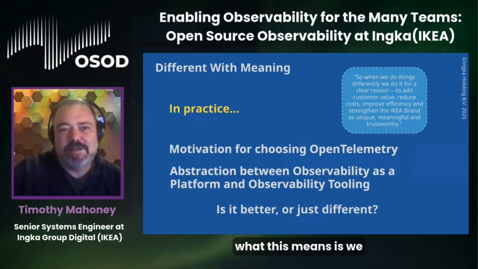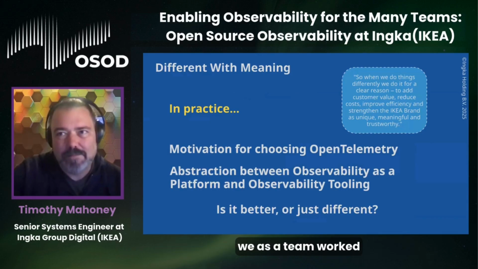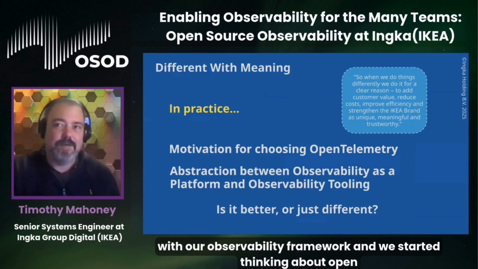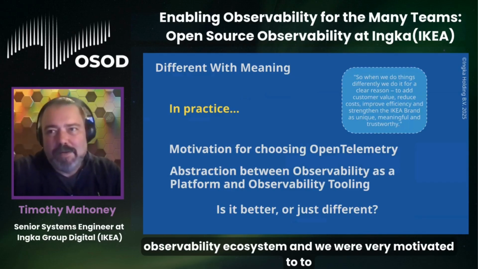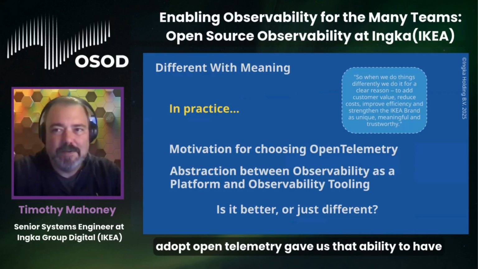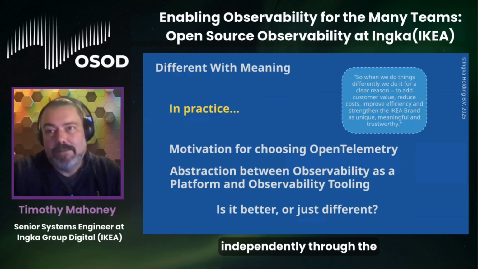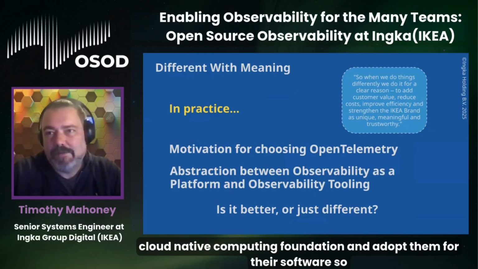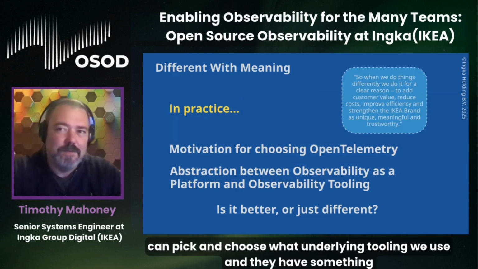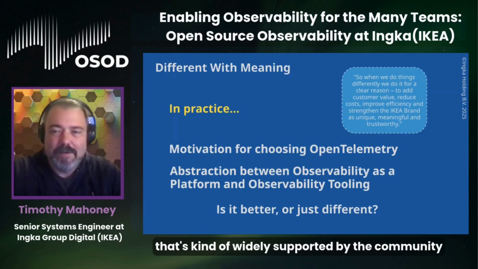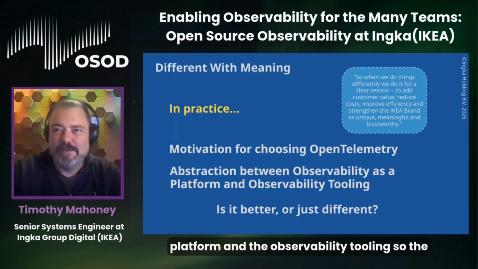In practice, what this means is we have some motivation to choose OpenTelemetry. We, as a team, worked with our observability framework, and we started thinking about open source software and what that meant to our observability ecosystem, and we were very motivated to adopt OpenTelemetry. It gave us the ability to have teams use libraries that were developed independently through the Cloud Native Computing Foundation and adopt them for their software, so they can have a little independence from the tooling. We can pick and choose what underlying tooling we use, and they have something that's widely supported by the community.